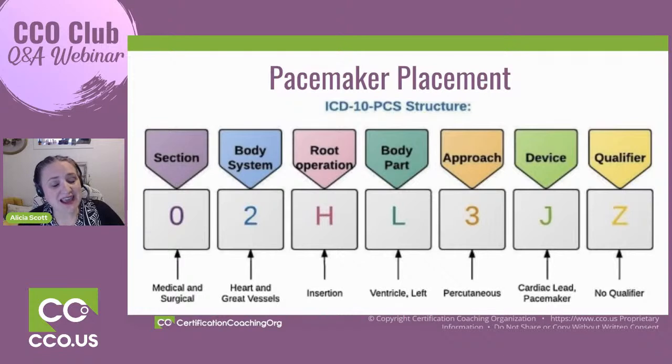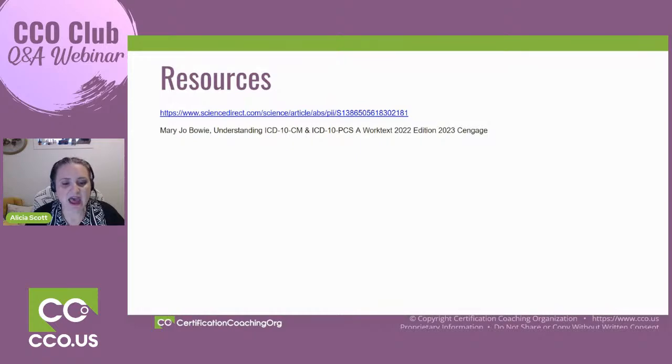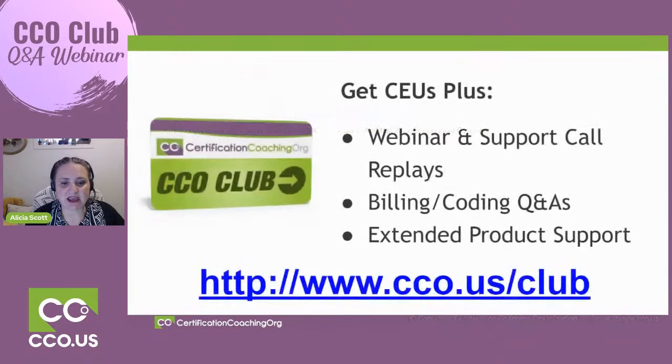And then we have the device. This time we actually have a device that we're putting into the body, and that is a cardiac lead pacemaker. So that's a J. And then the qualifier is a Z because there is no qualifier applicable to this. So our PCS code is 02HL3JZ. Okay. Great example, I thought. Easy to see. That is the resource that I gave you. Again, you can reference those at any time.